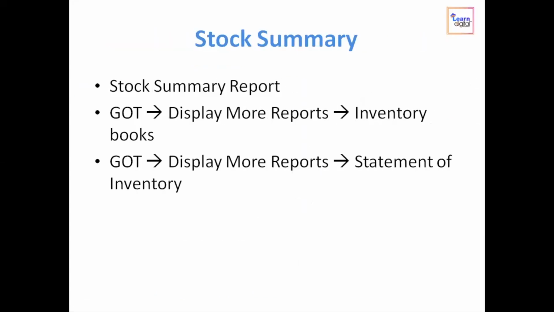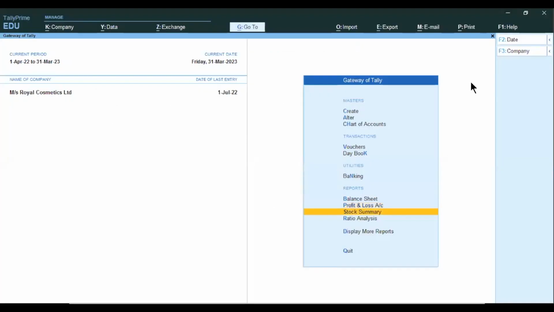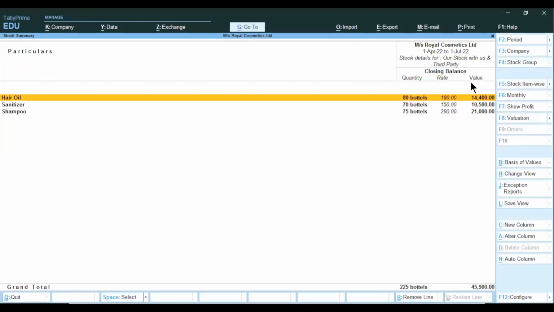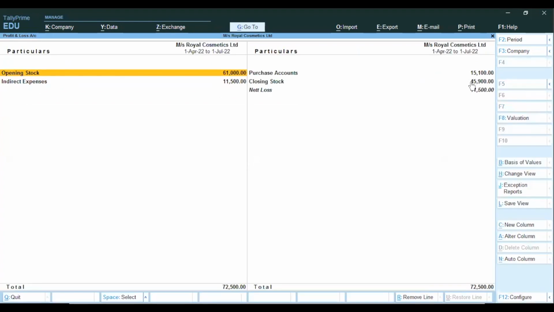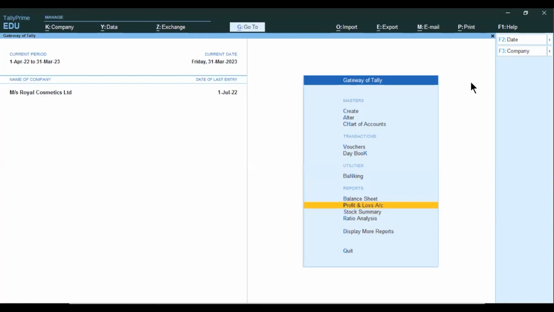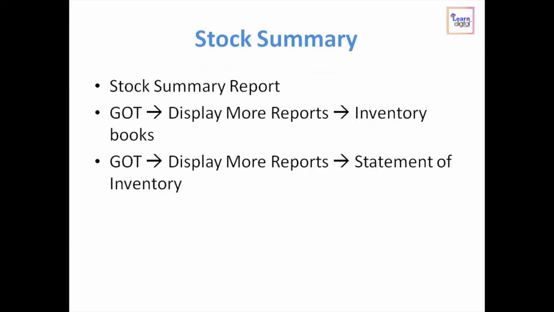So, stock summary. Just now we have seen the stock summary. Just open the stock summary report and check the report. Through profit and loss also we can check whether we have used the sales account or not. We don't have any sales, so there is no income generated in these transactions.